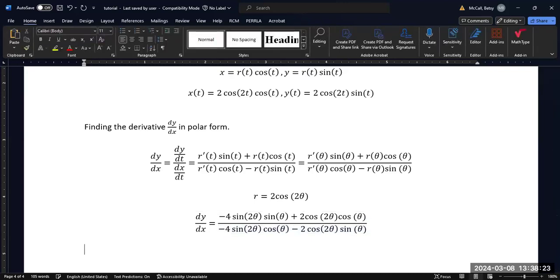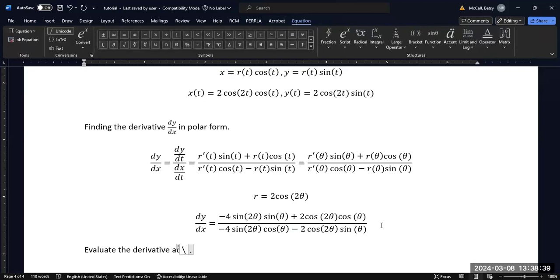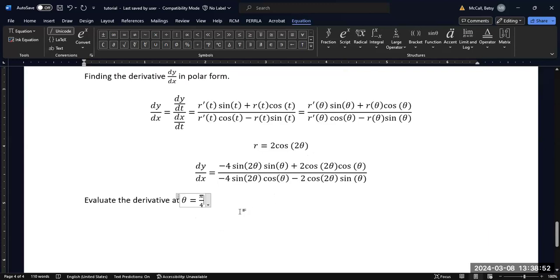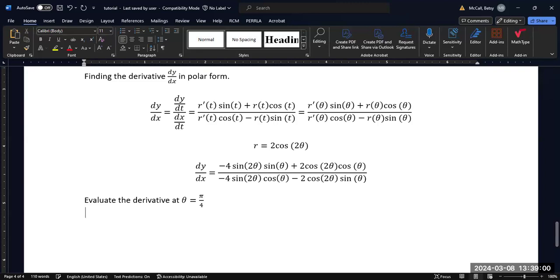And then if you were to evaluate the derivative at a specific point, let's say theta is equal to pi over 4. Maybe that makes our life a little bit easier since twice pi over 4 will be pi over 2, and we'll get ones or zeros instead of crazy things.